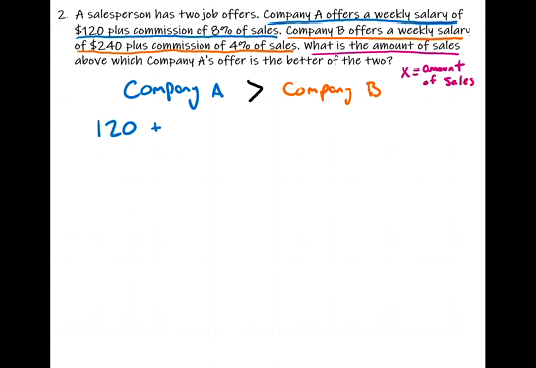All right, so company A is paying you a commission of 8% of sales. That means 8% of X. And remember, "of" followed by a number is multiplication. So 8% of sales translates to 0.08, which is the 8% of sales, so times X.